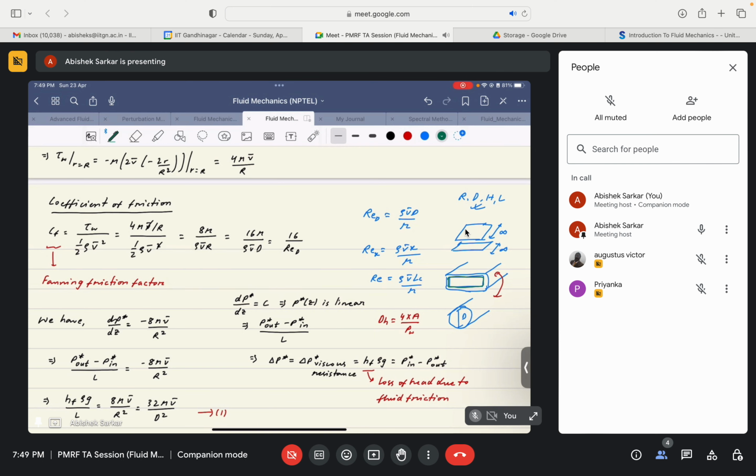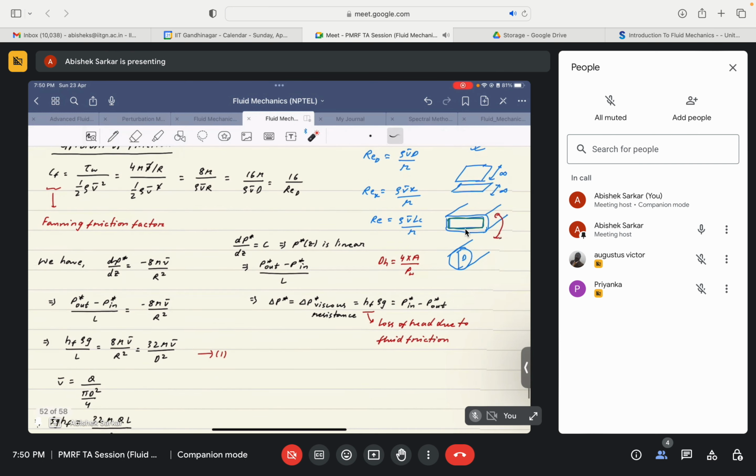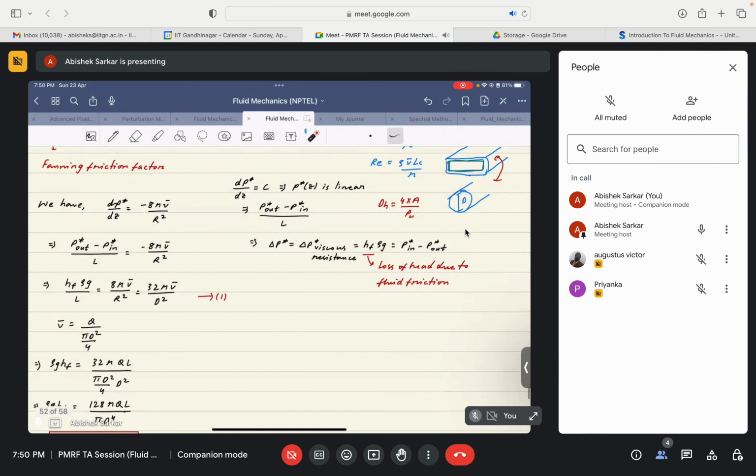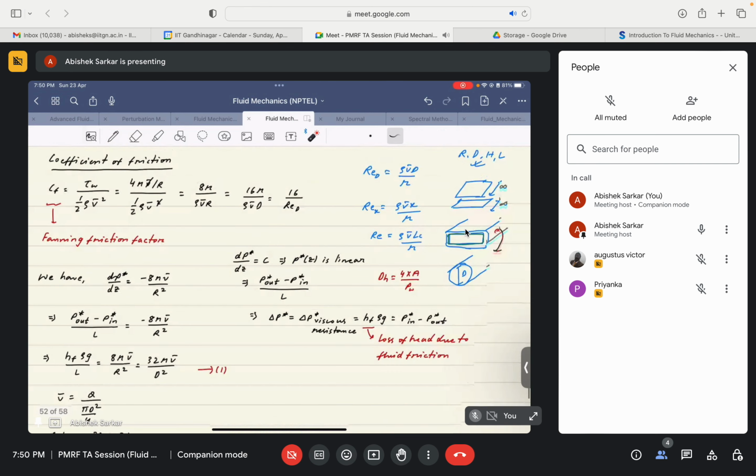Okay. So I guess that's clear. So we have discussed the coefficient of friction. This is also known as the Fanning's friction factor. Okay, this one. Okay, then now we basically look into head loss.